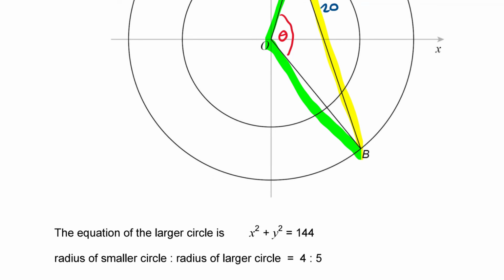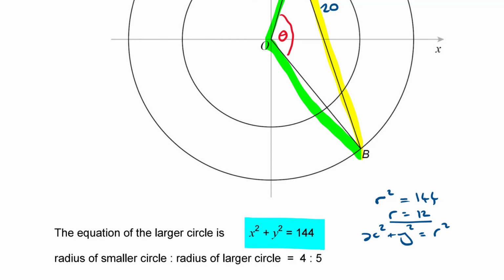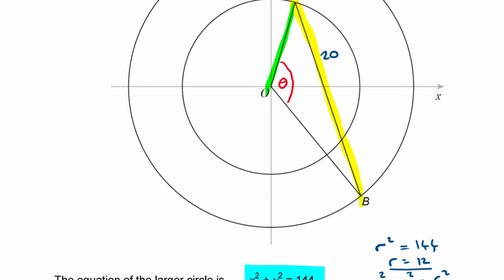We've been given the equation of the larger circle: x squared plus y squared equals 144. Now, the equation of any circle centered on the origin is of the form x squared plus y squared equals r squared. In other words, the radius squared of this circle is going to be equal to 144, meaning that the radius is going to be the root of 144, which is 12, isn't it? So that means that this distance here, O to B, is 12.